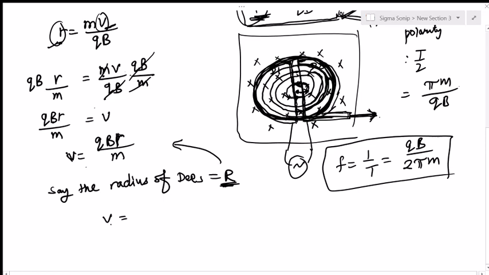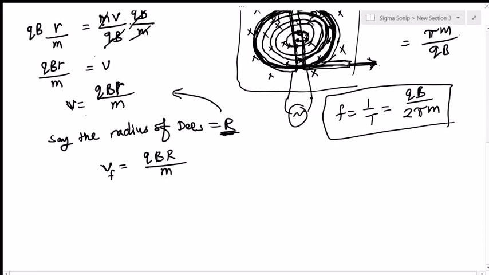We get v, and that's the final velocity with which the particle would emerge, because that's the velocity when the radius of the path of the particle is capital R, big R here. So this is the final velocity, let's call it Vf, equal to qBR divided by m. Right, so the particle emerges with this velocity, so the kinetic energy of the particle that we get from this cyclotron is equal to half m Vf square.